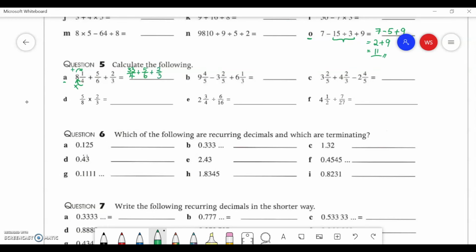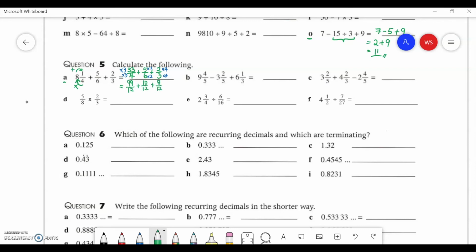So now that none of it is in mixed fraction format, let's begin to ensure that our denominator is the same from there. So a common multiple between 4, 6, and 3 would be 12. So this means that we'll have to multiply this by 3, multiply this by 2, and multiply this by 4. So what you do at the bottom, you also do at the top. That equates to 99 over 12 plus 10 over 12 plus 8 over 12.